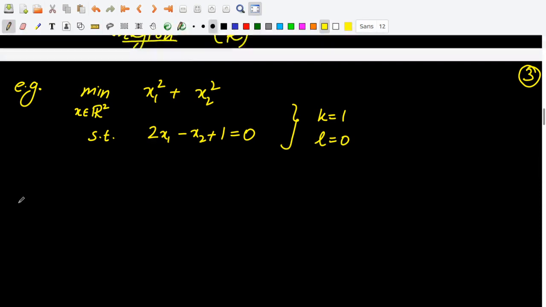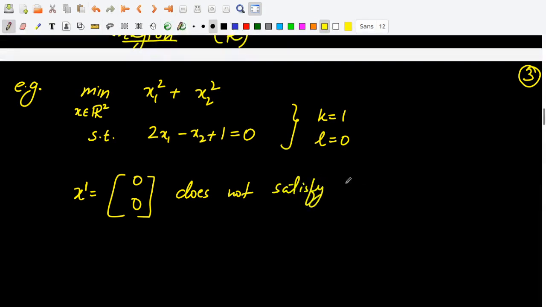So let's look at some points. If I ignore the constraints totally, then the point (0, 0) is the obvious optimal solution if I just want to minimize the objective function without any constraints. However, this point, let's say x1, does not satisfy the constraints. Okay, so we say x1 is not a feasible point.